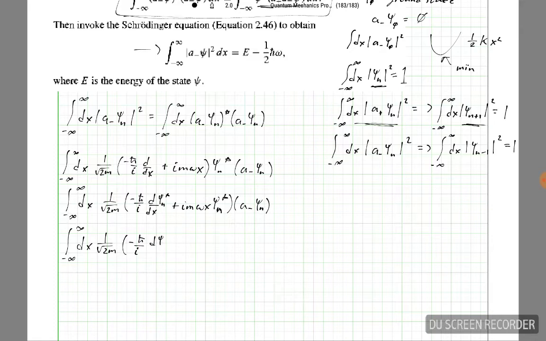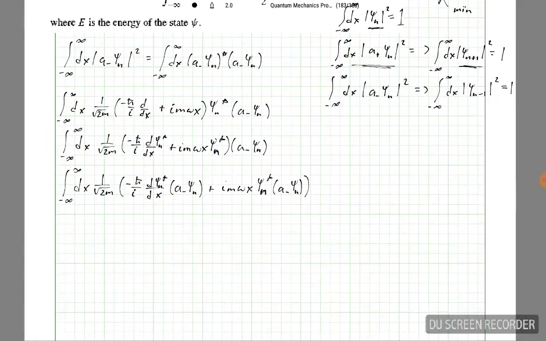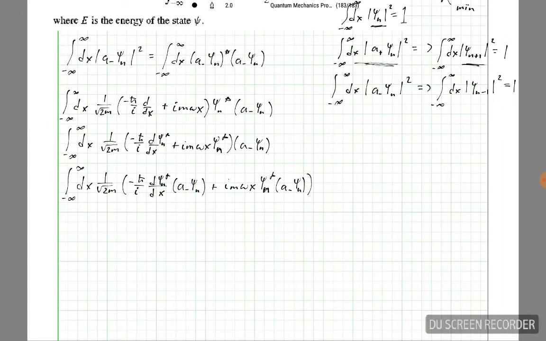So I have the derivative with respect to x that's acting on the complex conjugate. It's not acting on the other part because it already acted on the complex conjugate. And then this part, we just literally pull it through. Now I'm putting this lowering operator times psi n in parentheses because I'm going to be treating those as a pair. They're buddies and they are going to stay together for the rest of the solution.